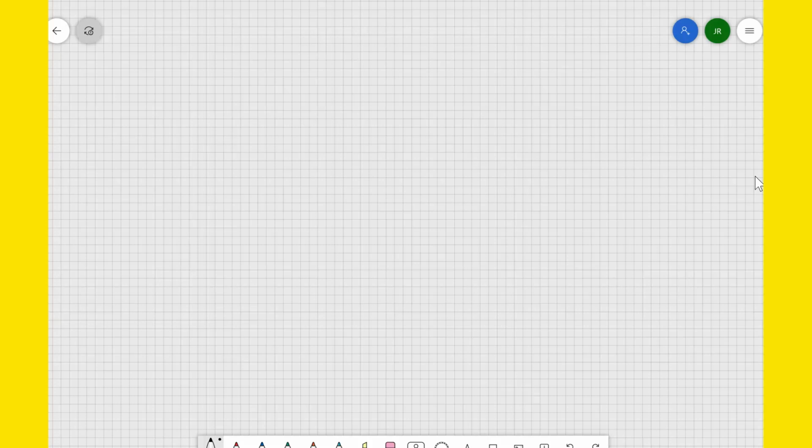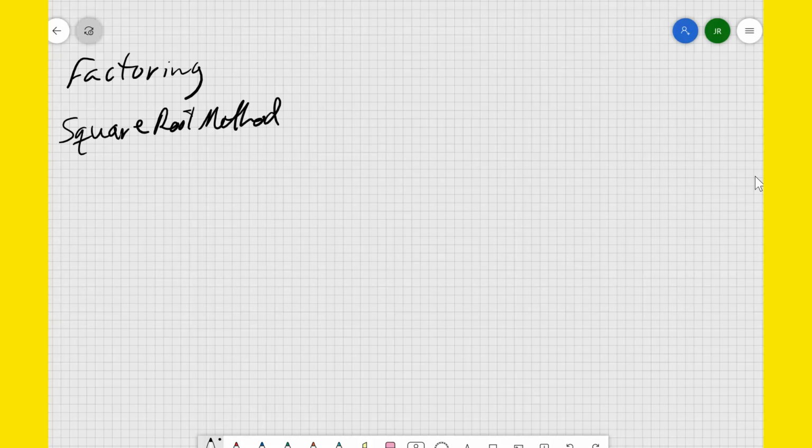Section 9.6 is about the quadratic formula. The quadratic formula is another way that we can solve quadratic equations besides factoring. So we've done factoring. We've done the square root method. And now we're going to learn the quadratic formula.